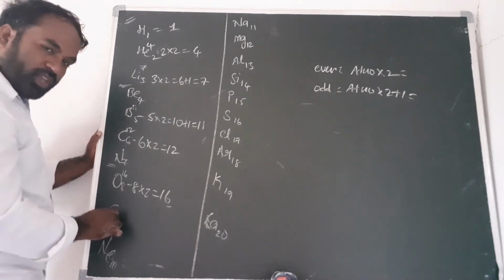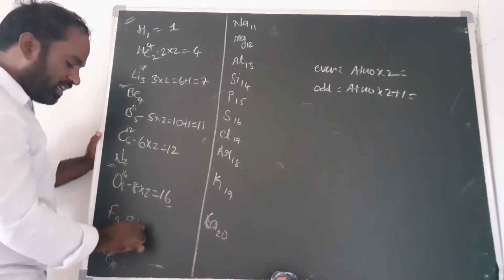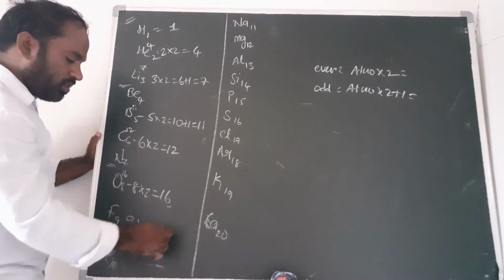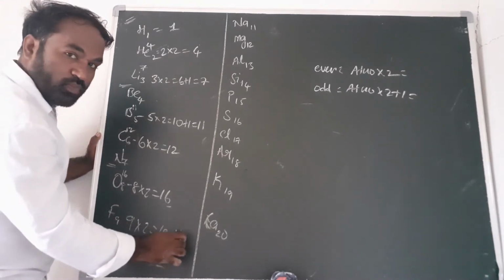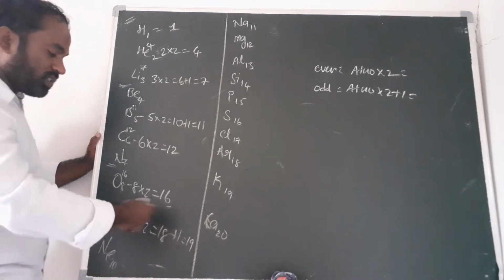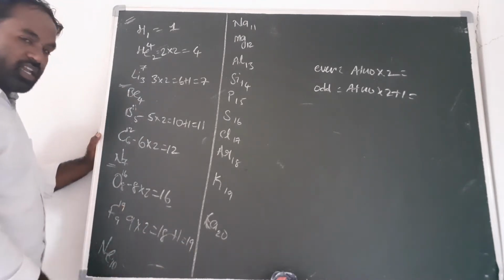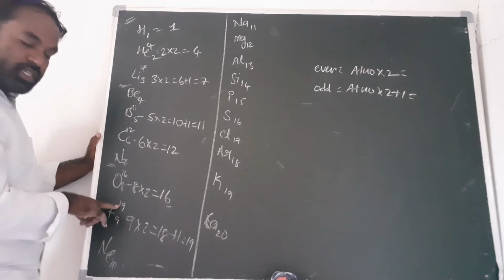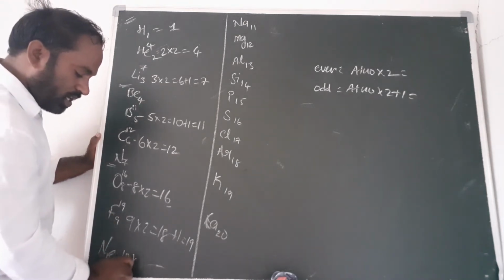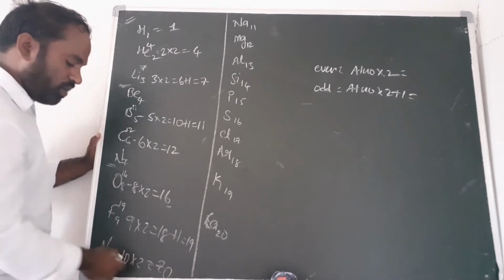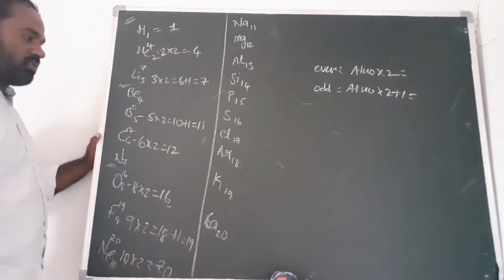For fluorine, atomic number is 9. So 9 2s are 18. It is an odd atomic number, so add one more here: 18 plus 1, 19. So mass number of fluorine is 19. For neon, atomic number is 10. So 10 2s are 20. It is even, no need to add anything, so mass number of neon is 20.